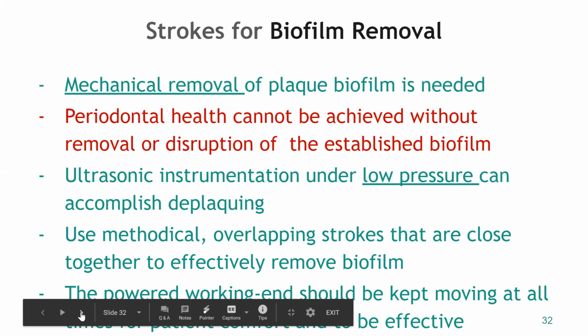Mechanical removal of plaque biofilm is needed. Periodontal health cannot be achieved without removal or disruption of the established biofilm. We've got to be able to disrupt that layer of bacteria so that we can get tissue healing. Ultrasonic instrumentation under low pressure can accomplish deplaquing. Use methodical overlapping strokes that are close together, effectively removing biofilm.